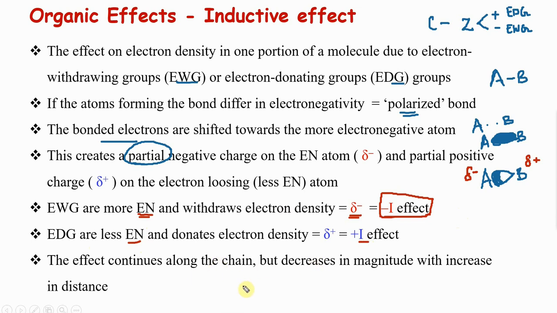The most important thing that you want to know: the effect continues along the chain but decreases in magnitude with increasing distance. What it means is, let's put it this way, A, B, C, D. A is pulling electrons. So what will come here? Delta minus here, delta plus here. Because, say you are B, you have lost electron to A. What you will do is try to take electron from B. So you will pull a little bit but not a lot. Because of that, this becomes double delta plus.